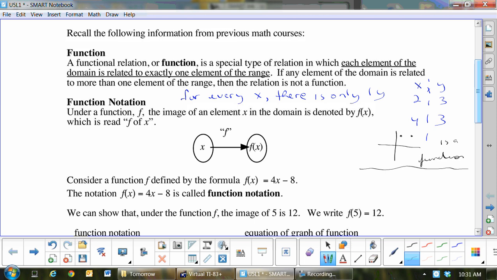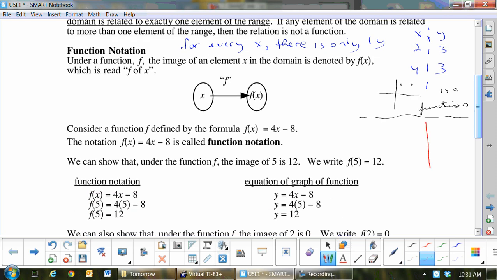Now, if I just had one of those on the test, and I did this, I'm going to get some people that say that's not a function. Because they say, well, Mr. Truman, you said for only x there can be one y. But look, those y's are both the same. Okay?